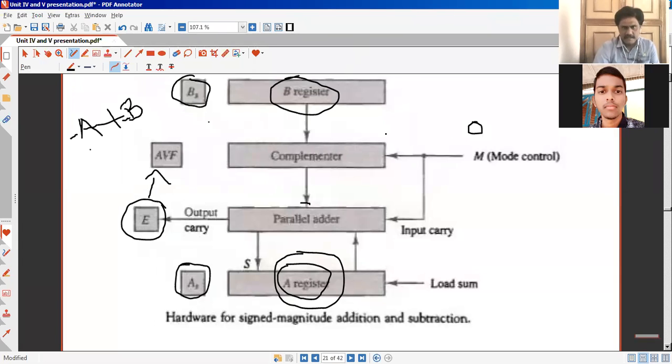Regarding sign, the final sign: the A sign will go through an exclusive OR gate with the B sign. So here we can see that if A is negative, the A sign is 1, and B also negative, that means the B sign is also 1. The exclusive OR of both being same means the sign is 0. There is no sign change.